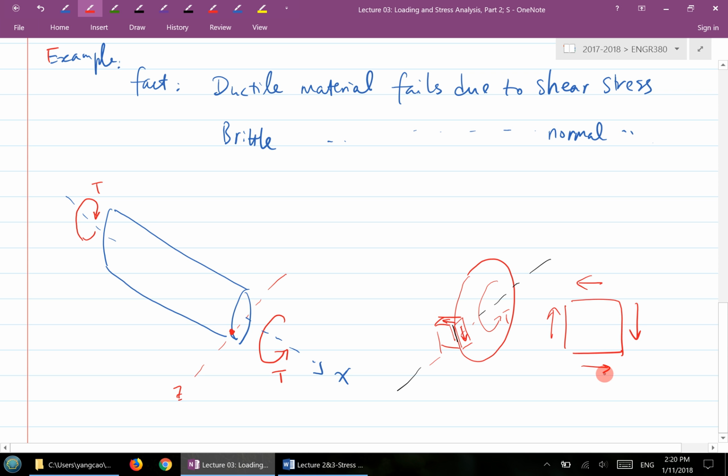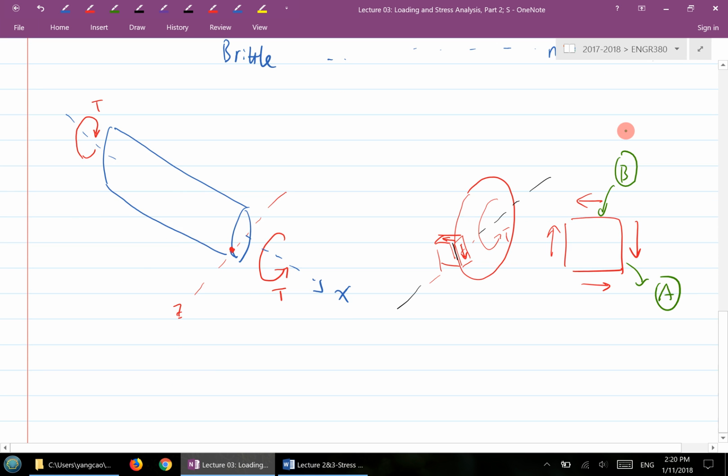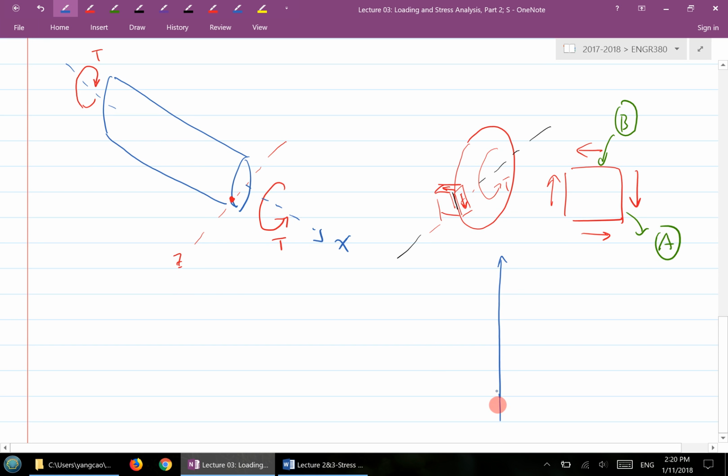That's how you draw the state of stress, and also the existing stress on each side. Technically speaking, this is your A side, and this is your B side. Now I can draw the Mohr's circle based on this state of stress. So here's the state of stress. Then what's the Mohr's circle? Draw the sigma and the tau axes, and look at this simple state of stress here.